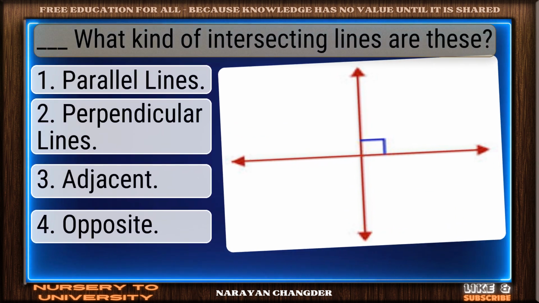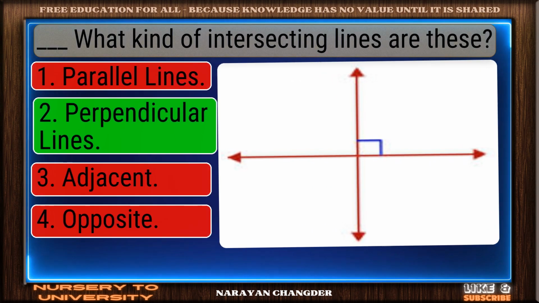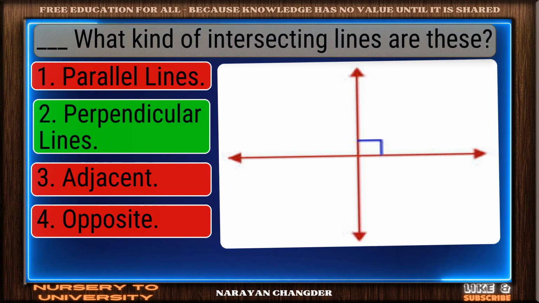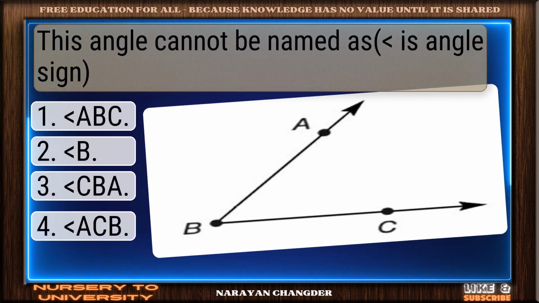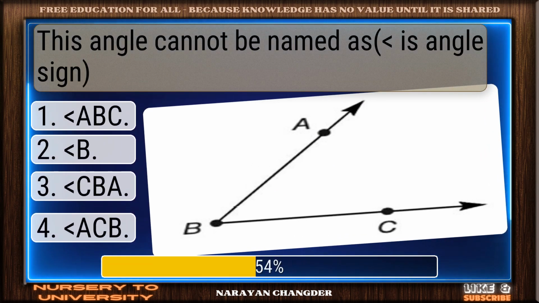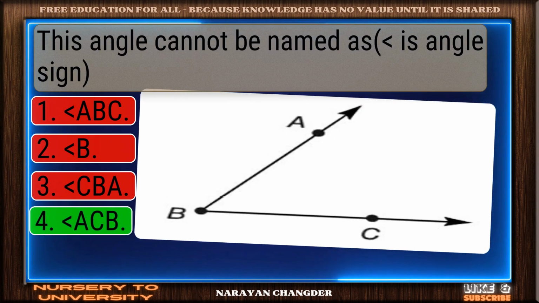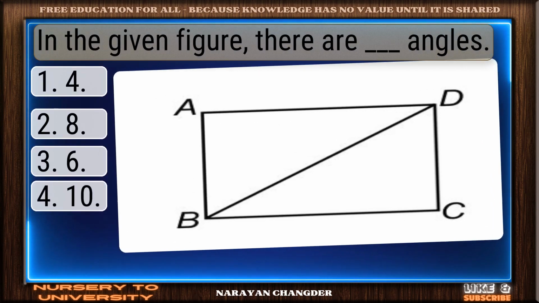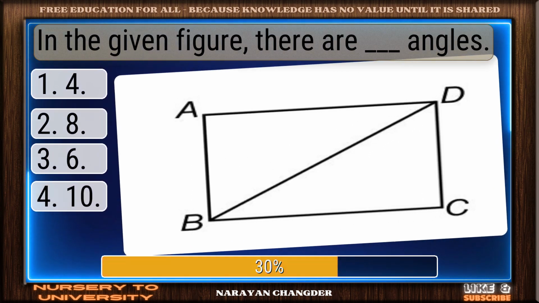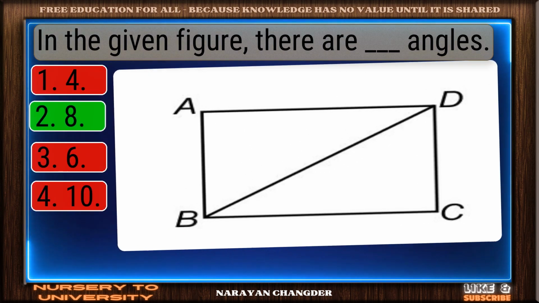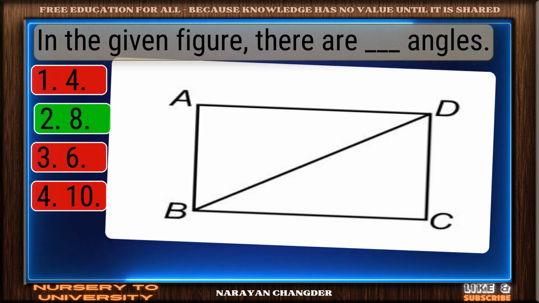Dash, what kind of intersecting lines are these? Excellent choice. Perpendicular lines is the right answer. This angle cannot be named as. Sharp thinking. XB is the right choice. In the given figure, there are dash angles. Great job. 8 is the accurate answer.